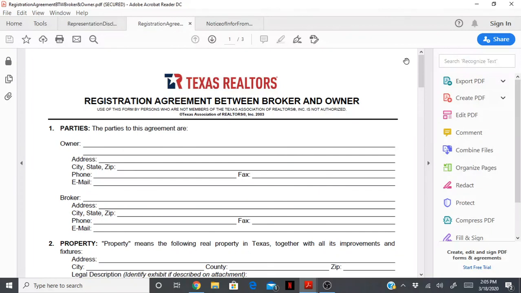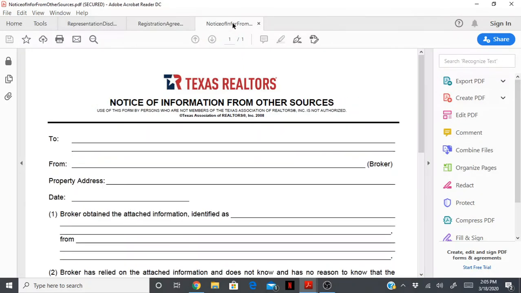Okay, so you would use this whenever you have a FSBO. This is a registration between you and the FSBO. Last form: notice of information from other sources. So, are there sources of data or information during a transaction that you get elsewhere? Okay, and what do I mean by that?